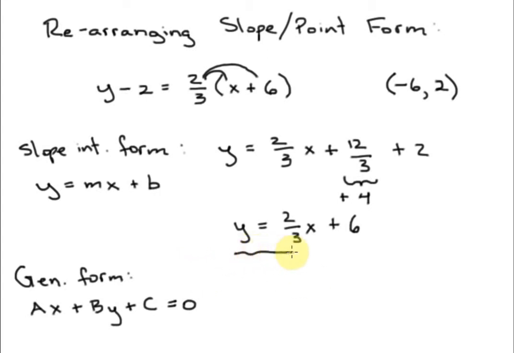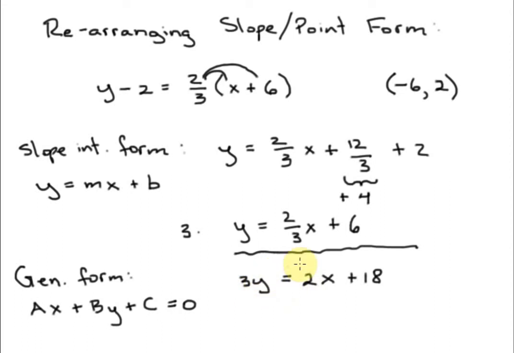Well, okay, first of all, let's put a little separator there. I would multiply everything by 3 to get rid of the fraction, because we're not allowed fractions in general form. So we'd go 3 times y, so that's 3y. Then I'd go 3 times 2 divided by 3 times x. So the 3's would cancel, and I would just have 2 times x. And then 3 times that, 6, that would be 18.